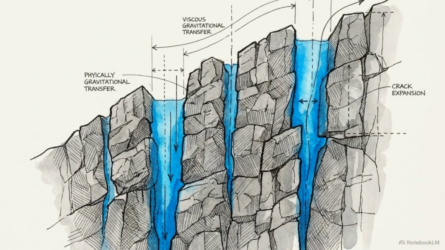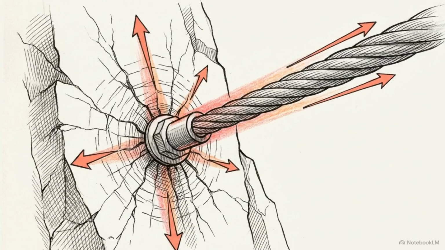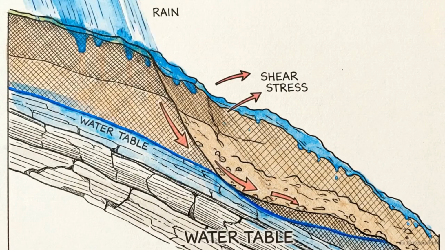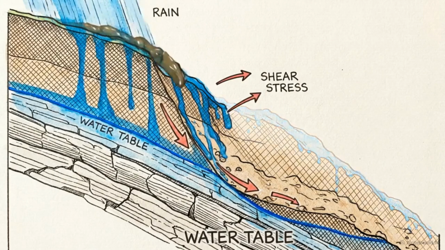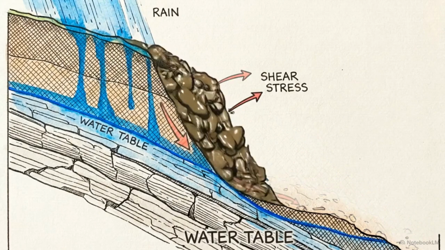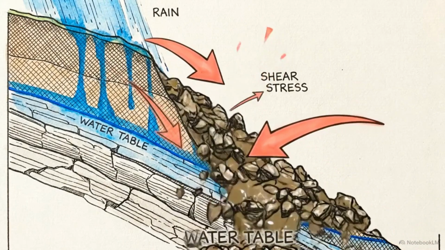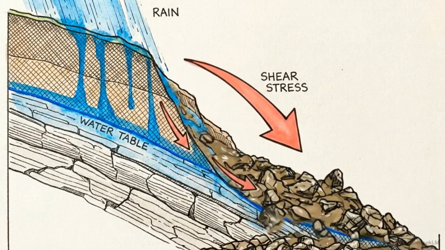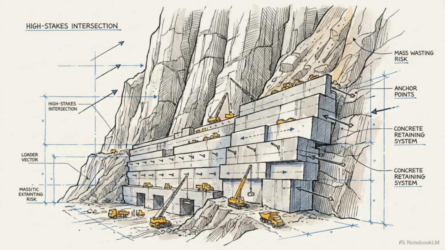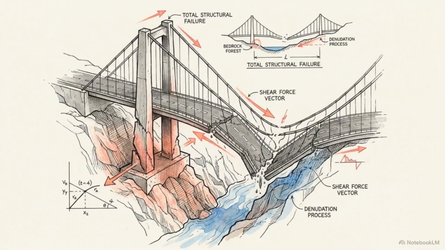The physics of a slope failure are absolute. The exact moment the downward gravitational shear stress exceeds the internal friction and cohesive strength of the saturated material, the entire mass shears downward. Mass wasting is the highest stakes intersection of geomorphology and engineering. Failing to respect the mechanics of these denudation processes will result in total structural destruction.